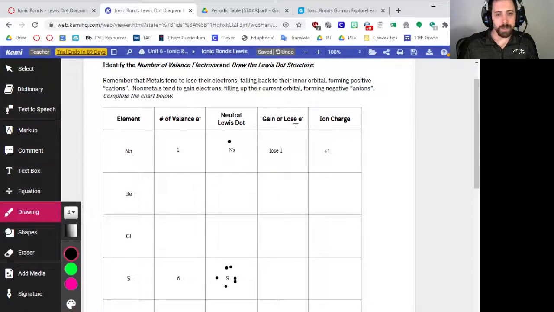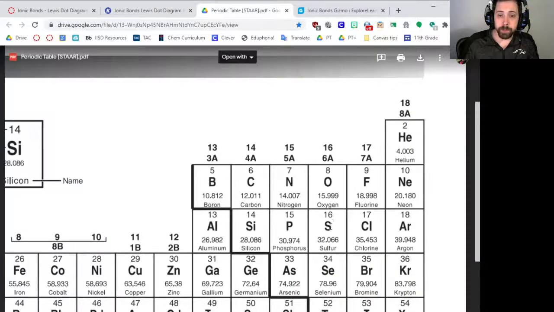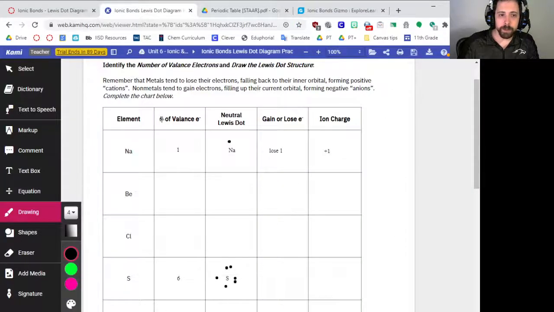Now then, are we going to gain or lose electrons? So what do you think? Does sulfur want to gain electrons or lose electrons? Sulfur should want to gain electrons. I know this because sulfur is a nonmetal, and as we saw up here, nonmetals tend to gain electrons. Great.